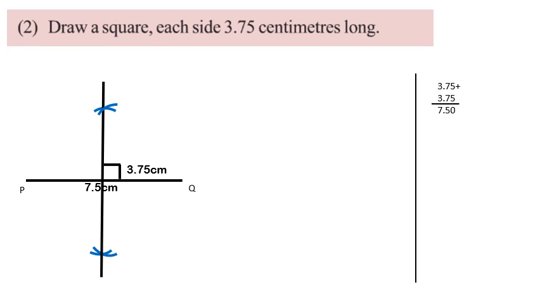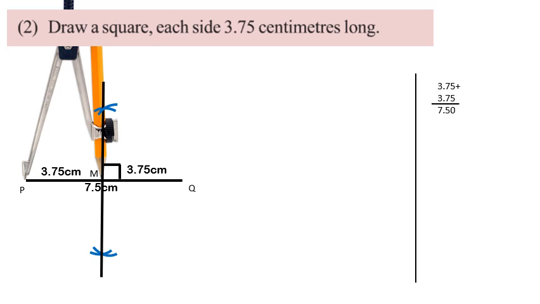Now we get the perpendicular bisector of the line PQ, which passes through the exact midpoint of the line of 7.5 centimeters length. That means both sides are 3.75 centimeters in length. Here our question is to draw a square with each side 3.75 centimeters long, right? For that, again set the compass to 3.75 centimeters length. Now it is easy to take 3.75 centimeters, right?